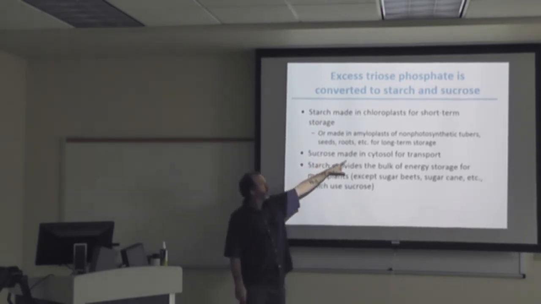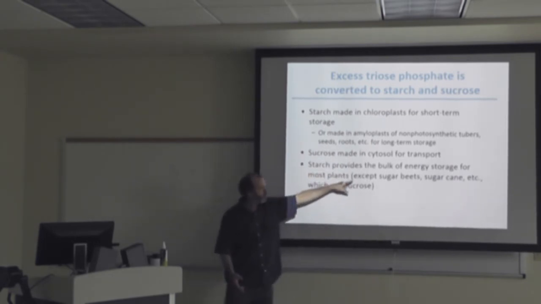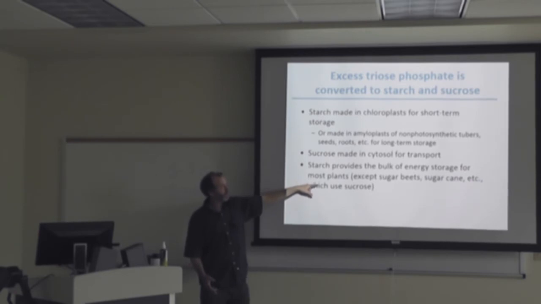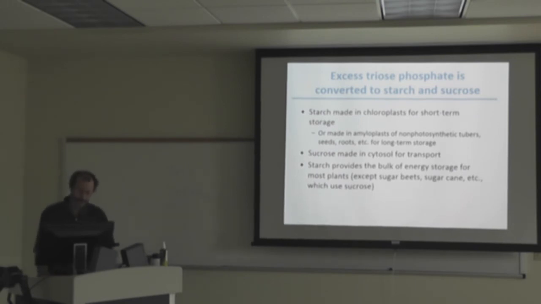Sucrose is made in the cytosol for transport. Starch provides the bulk of energy storage for most plants, except for sugar beets and sugar cane, which use sucrose to store that. It's all sugar. This is making me hungry.